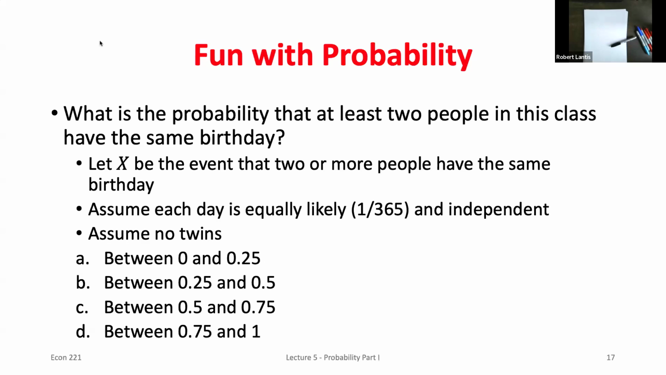And we're going to assume births are independent. So we don't have any twins in the class. No one's parents were trying to coordinate when they had kids so that they had built-in neighborhood friends or anything. Everything's independent.